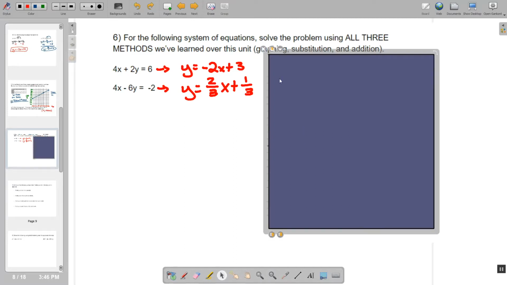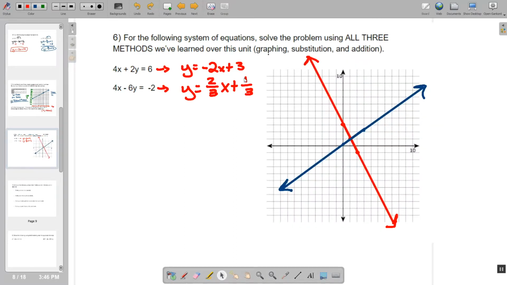So got some fractions here. But I did graph them, and I noticed that they intersect at the point (1, 1). Now, in order to do the substitution method, I don't want to substitute this one for that y there, because I think that actually gets pretty crazy with some fractions involved.